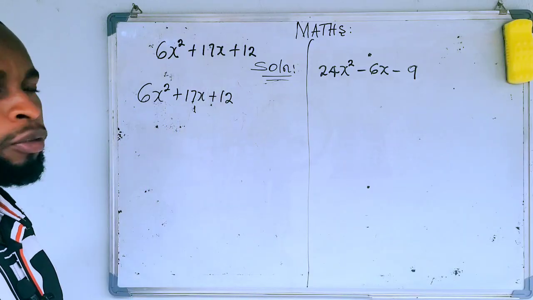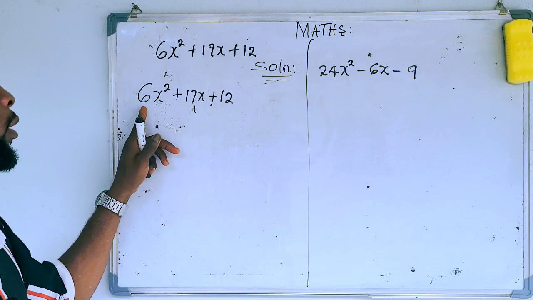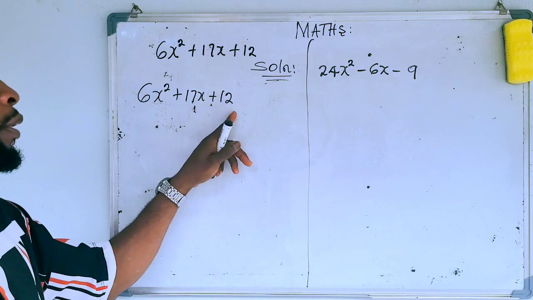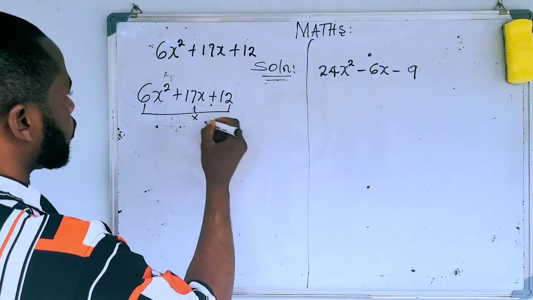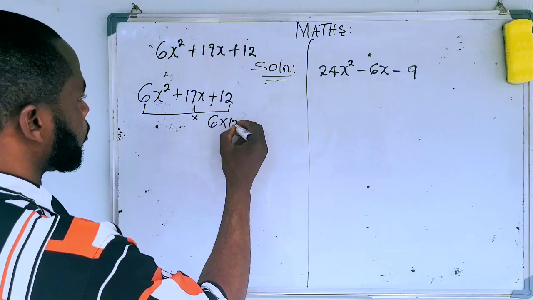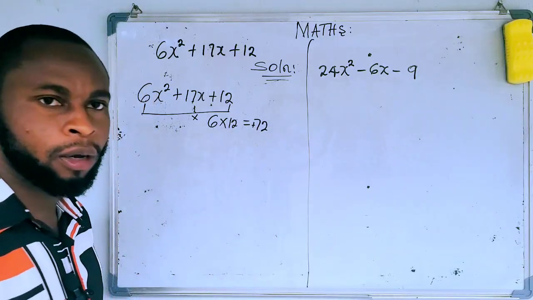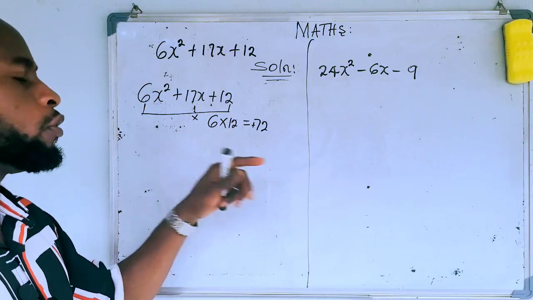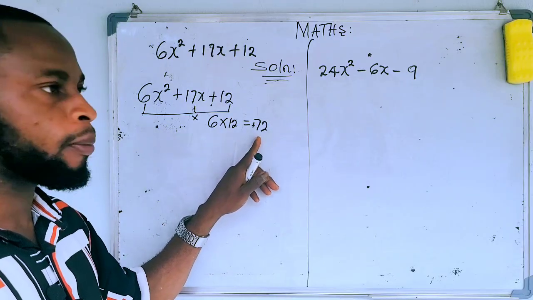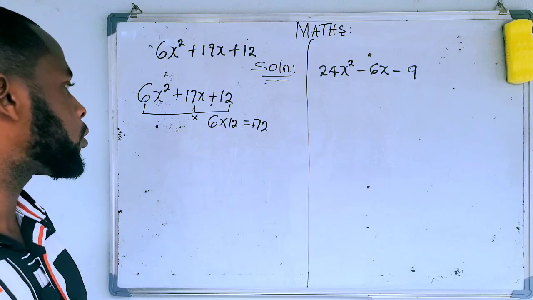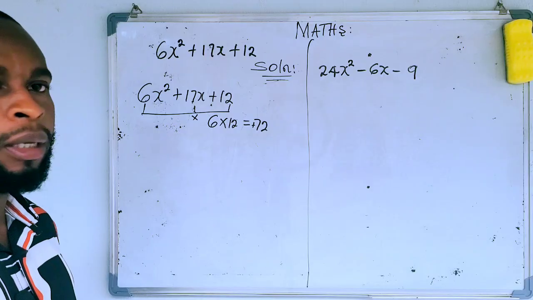To factor this out correctly within some seconds, what you need to do is multiply the leading coefficient by the constant, and we have 6 multiplied by 12. This will give you plus 72. Now look for two possible factors of 72 such that when you multiply, they give you plus 72, and when you add up these two factors, it will give you plus 17, which is the coefficient of x.